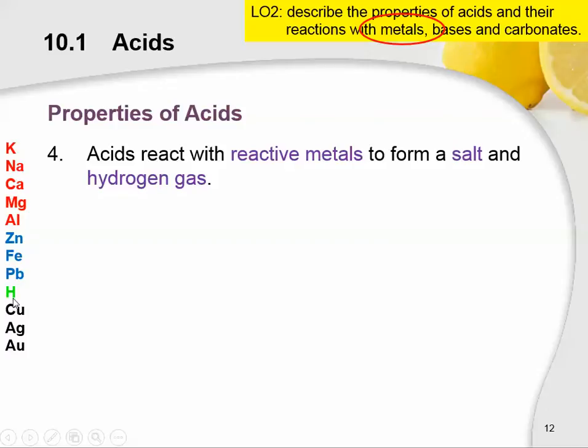Hydrogen down here is not a metal, okay, but it's placed in this order to let you know that anything below hydrogen will not react with acid. For example, copper, silver, and gold. These 3 metals will not react with acid.